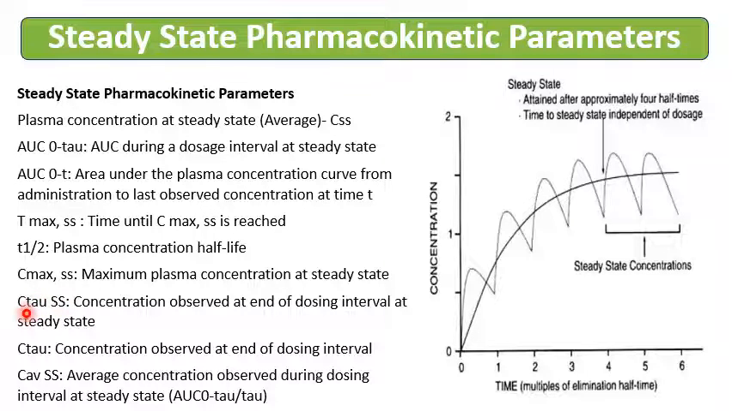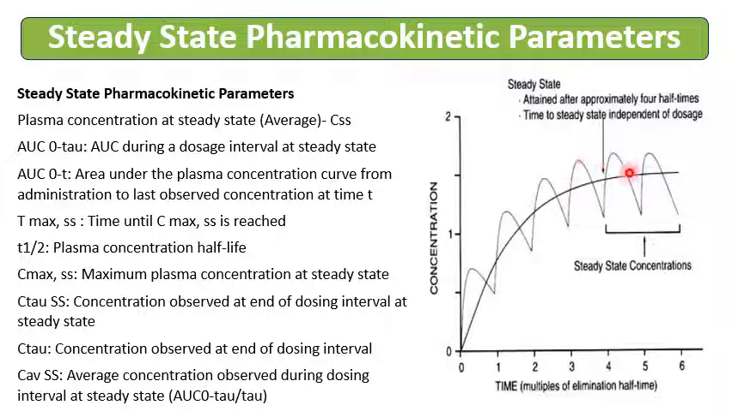Here the steady state is achieved, and C tau SS means concentration observed at the end of dosing interval at steady state. C tau means concentration observed at the end of dosing interval. C average SS, it is the average concentration observed during dosing intervals at steady state. So it also involves the AUC 0 to tau divided by tau. That is the average concentration.